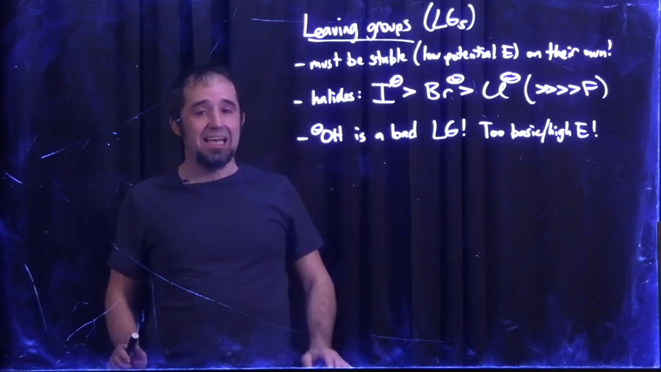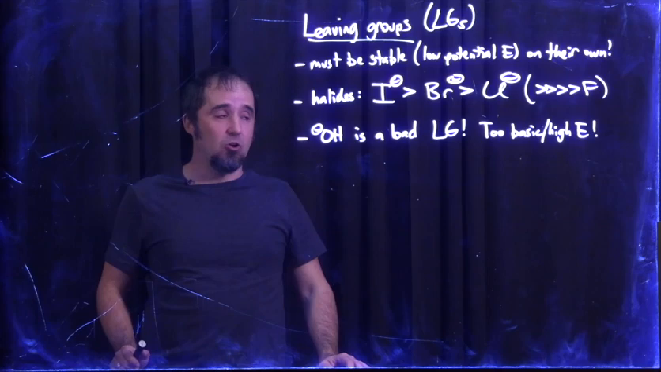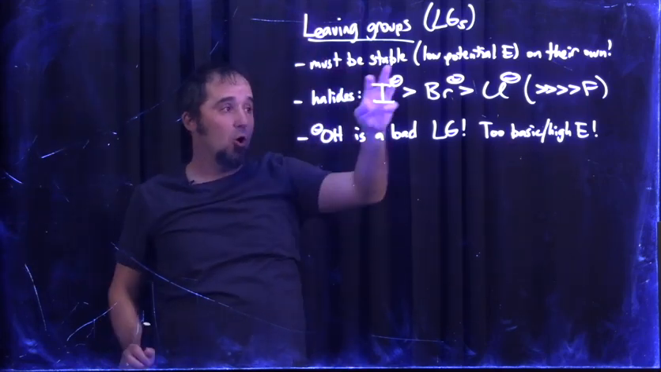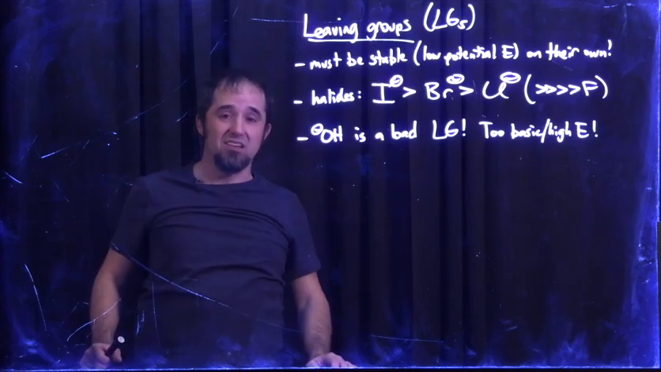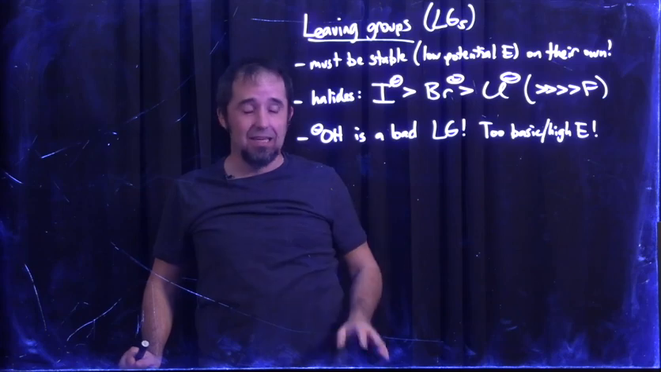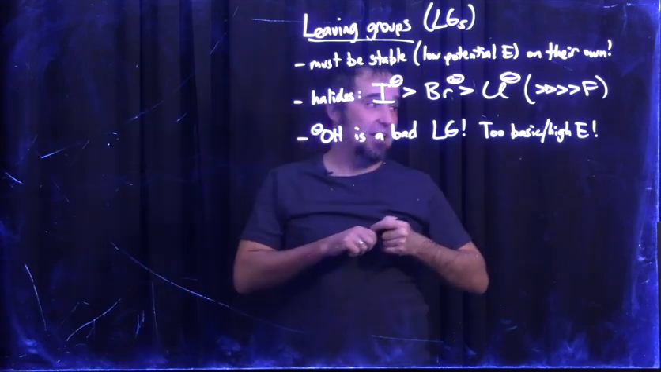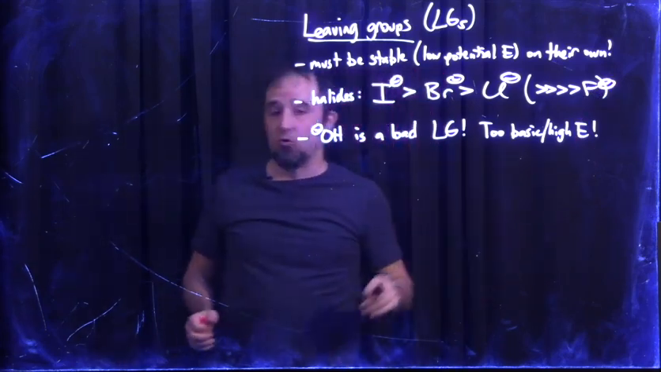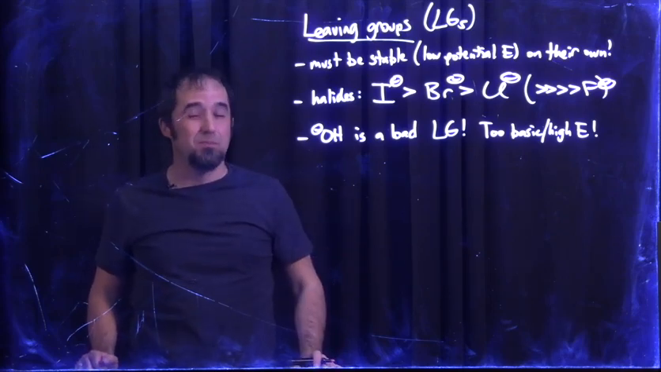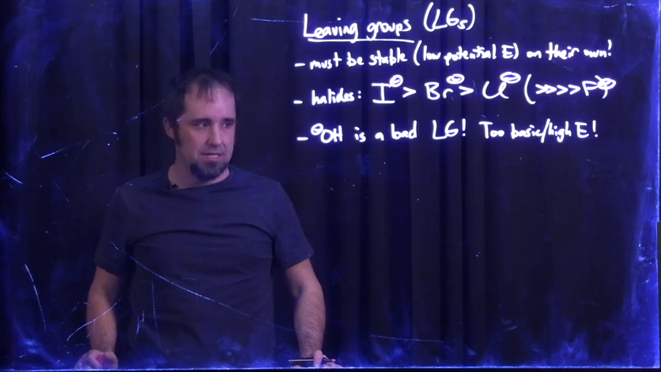So iodide is maybe one of the best leaving groups because it's the biggest. It can spread the charge out the most. Bromide is not quite as good, but still a pretty good leaving group. Chloride is okay, not great. Fluoride is terrible. Bonds to fluorine are so strong that they're really hard to break. And so fluorine turns out to be a pretty bad leaving group most of the time.